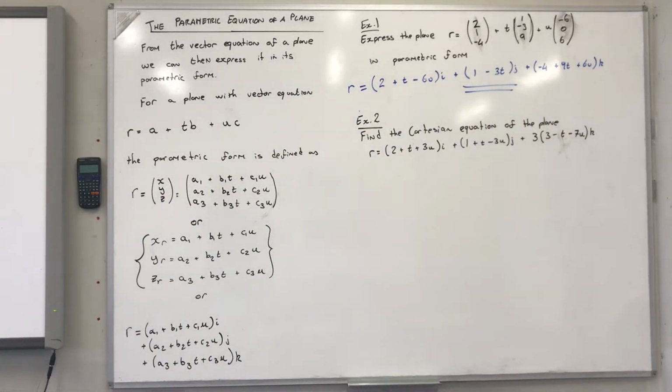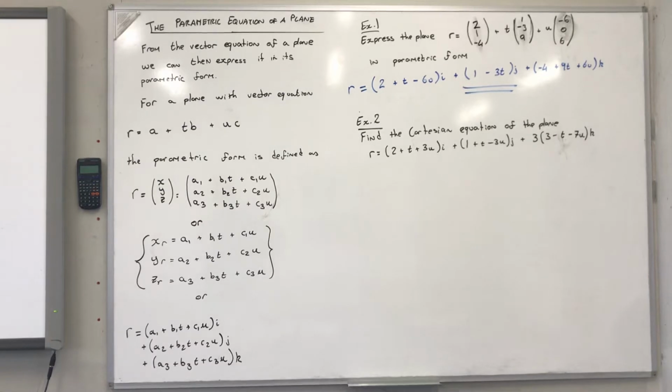So all I've done is I've read off each of the components, so 2, 1, negative 4; 1, negative 3, 9; and negative 6, 0, 6, and I've expressed that in the third form, as that's just the one I prefer. Ultimately, if you do it for any of them, then it's correct.